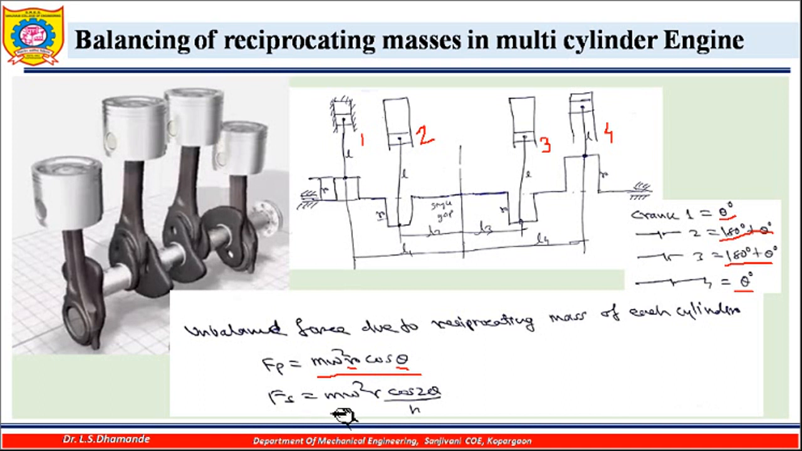Similarly, the secondary force is given by m omega square r cos of 2 theta by n, where n is the obliquity ratio, that is nothing but the ratio of L by r. Here L is the length of the connecting rod and r is the radius of the crank. Now we are expecting that the primary forces caused by all these 4 cylinders should be balanced, as well as the secondary forces should be balanced.